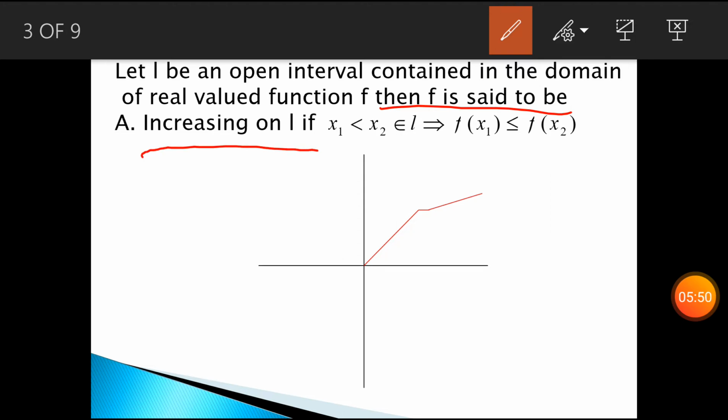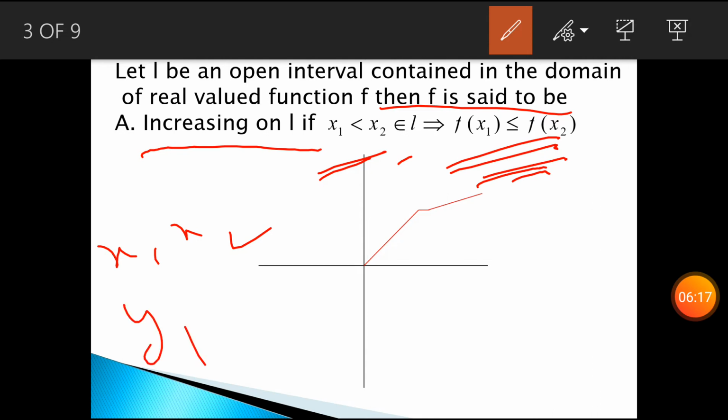What is that? It is increasing on interval I if x1 less than x2 belongs to I. It means both the points we have considered from the interval only. So in this interval we have selected 2 points, x1 and x2, any 2 points. For that, it implies that our function value should be f(x1) less than or equal to f(x2). It means if this is x1 and x2 and the value of f(x1), that is y1, f(x2), that is y2. So if x1 less than x2, then y1 should be less than or equal to y2.